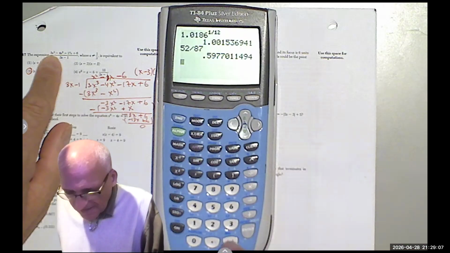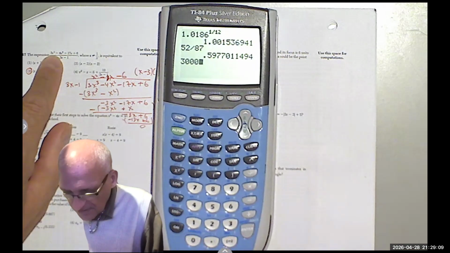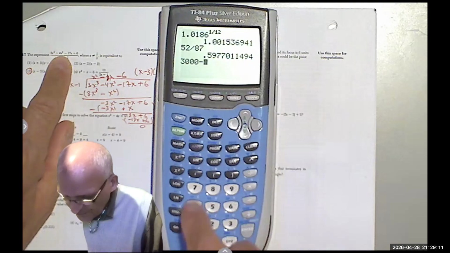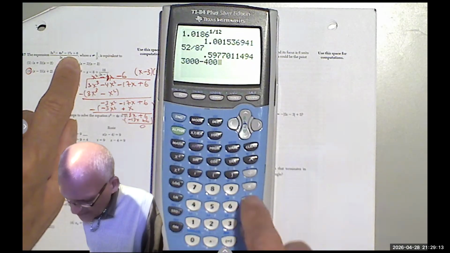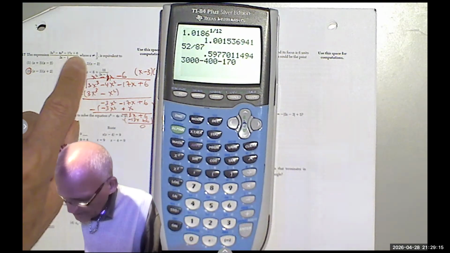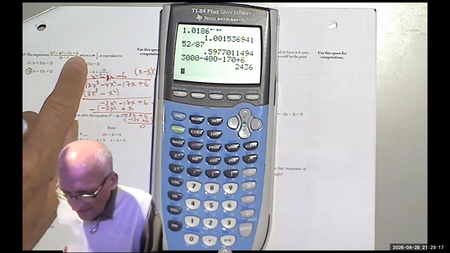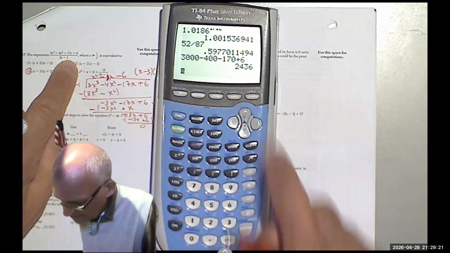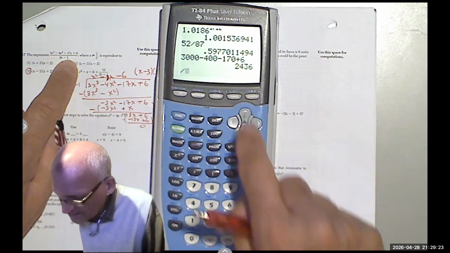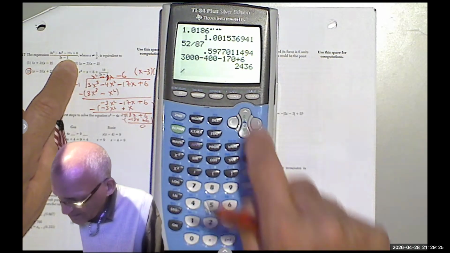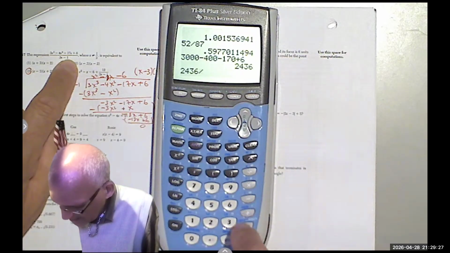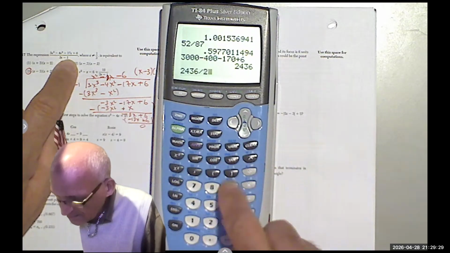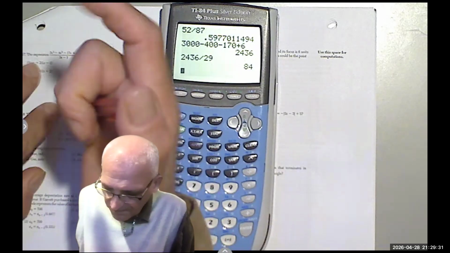3x cubed, x cubed is 1,000, so it's 3,000. X squared is 100, so minus 400. X is 10, so minus 170, plus 6. I divide that by 30 minus 1, or by 20. Divide that by, okay, I'm sorry. Divide that by 29. I get 84.